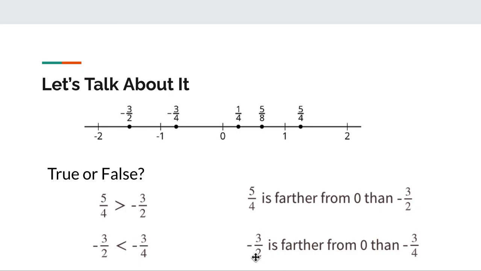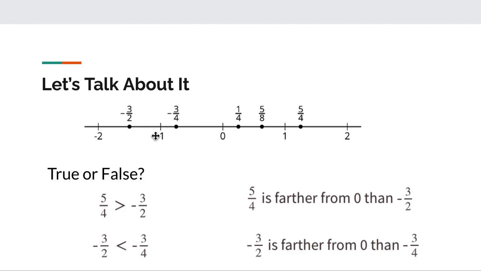Last one is -3/2 is farther from 0 than -3/4. Okay, this one will be easy. -3/2, -3/4. Which one's further from 0? Well, -3/2 is, yes. That's further from 0. So hopefully all of this is making sense with the number line.